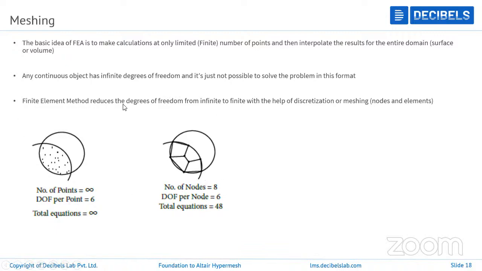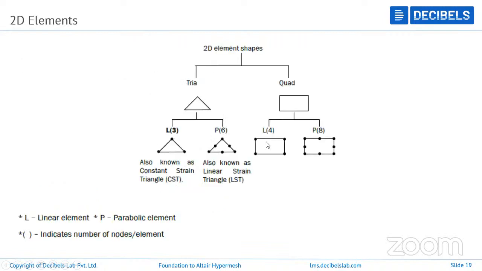So the finite element reduces the degrees of freedom from infinite to finite with the help of meshing, discretization, or dividing using nodes and the elements. We know the number of nodes and we know the degrees of freedom. So internally it will define, okay, 48 equations will come. According to that, it will give the solutions. So this is the theory behind, or the working nature behind the software, and the same we are using in academics also.